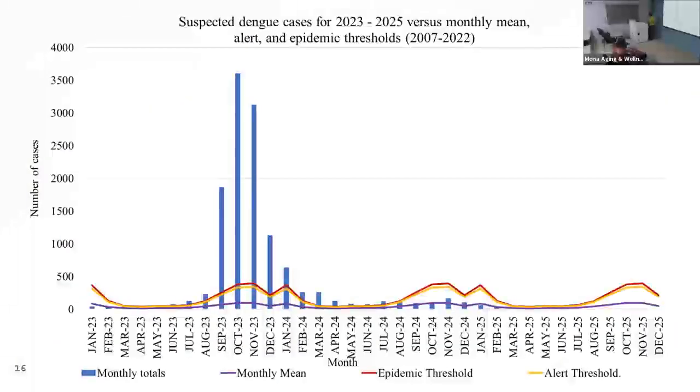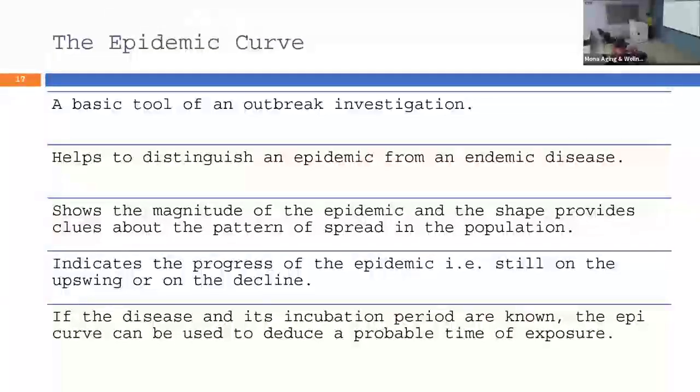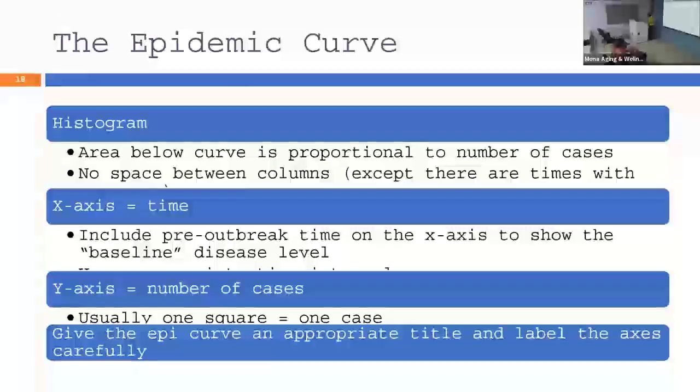So for the epidemic curve I showed in August, we saw it's still increasing in September, October. If we see it's still there, then we can say it's still on the upswing. And then in December, when we look back at the cases, December 2023, we can say, okay, seems like cases are on the decline. So we use it to monitor the epidemic. And if the incubation period is known, then we can figure out when persons were exposed to the illness.